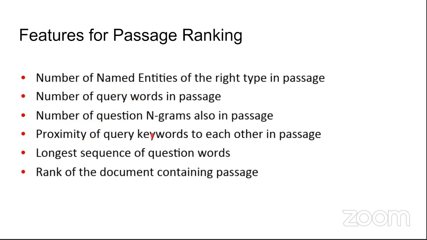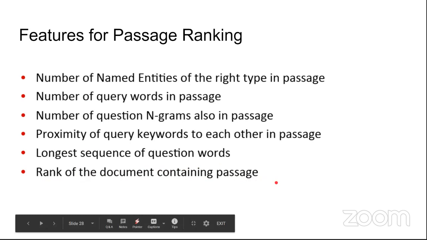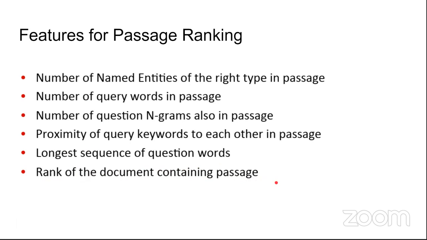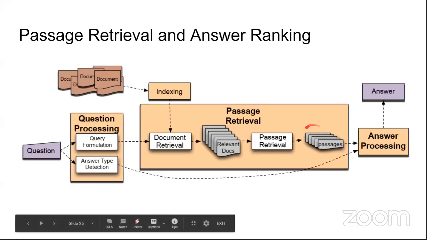And then the proximity of query words to each other in the passage. So if there is a single line in the passage which contains the query words and then a person's name, if a person-type answer is what you're looking for, then you've hit the jackpot. Then the longest sequence of question words and the rank of the document containing the passage. These are the features you can use to rank the passages that you retrieve here.